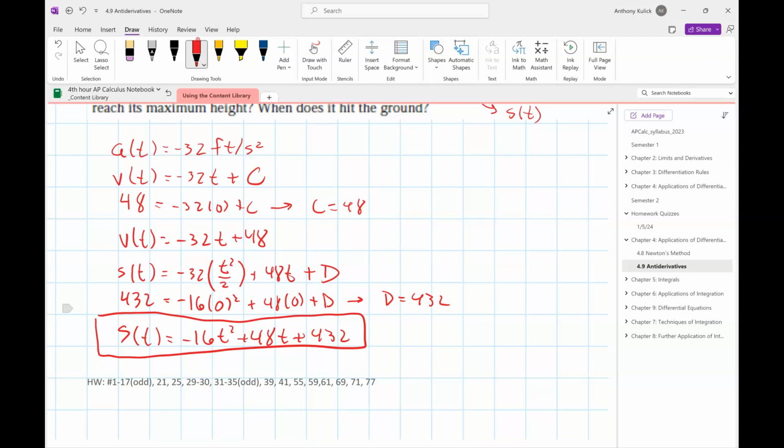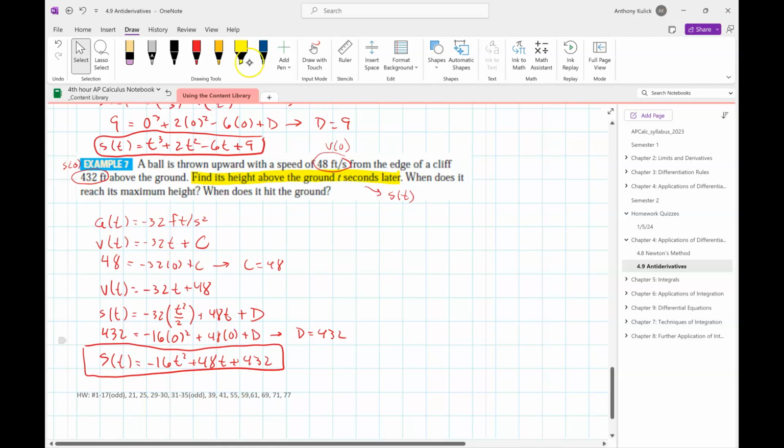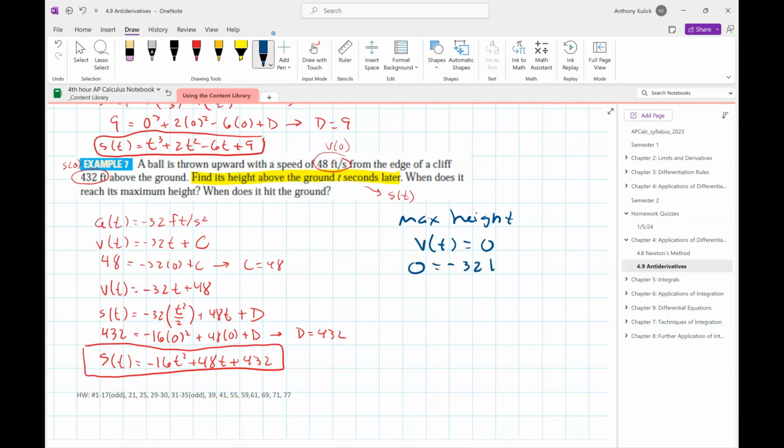Okay. It then says, when does it reach its maximum height? When will that occur? When velocity is 0. Great. So I have 0 equals negative 32t plus 48. So what do I get? 3 over 2 for t. I guess that's seconds.